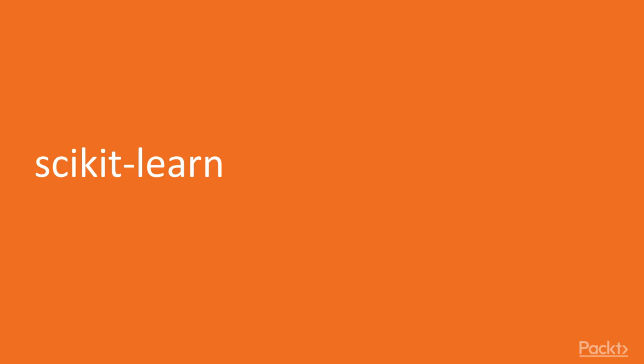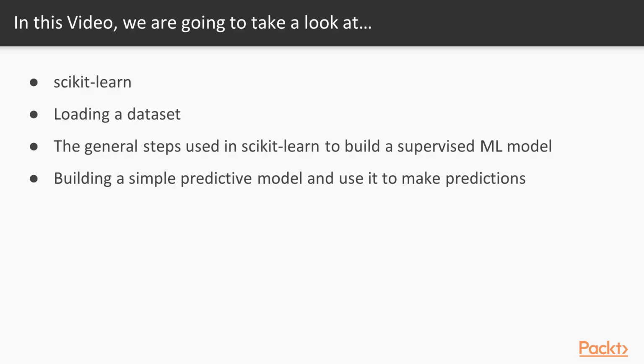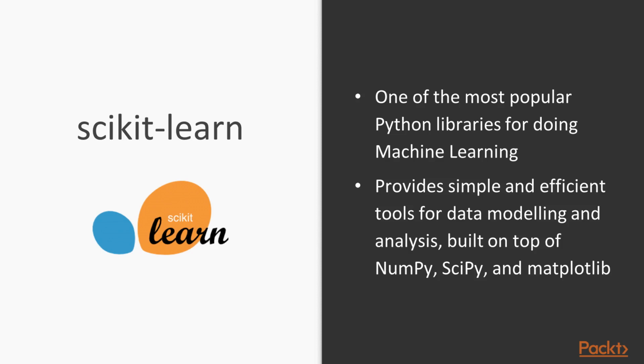This is the first video in this section, and here we introduce the Scikit-Learn library. After talking a bit about this library, we will load a dataset and learn about the steps we use in Scikit-Learn to build a supervised machine learning model. By following these steps, we are going to build a simple predictive model and we will use it to make predictions. So, what is Scikit-Learn?